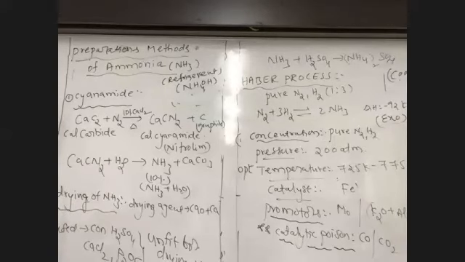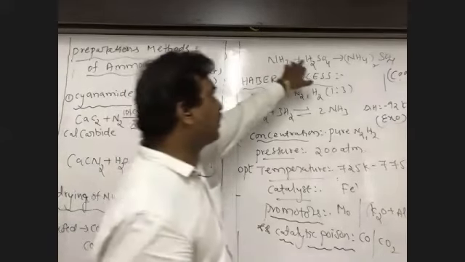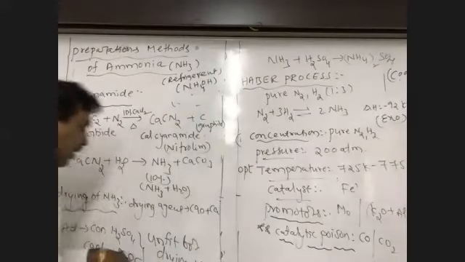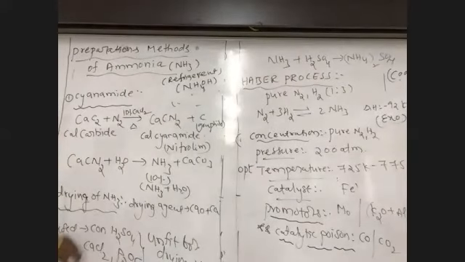Other dehydrating agents are also there. Generally used dehydrating agents are concentrated H2SO4, CaCl2 and P2O5. But these compounds are unfit for drying of ammonia, because these compounds immediately react with ammonia. Therefore, these compounds are unfit for drying of ammonia.